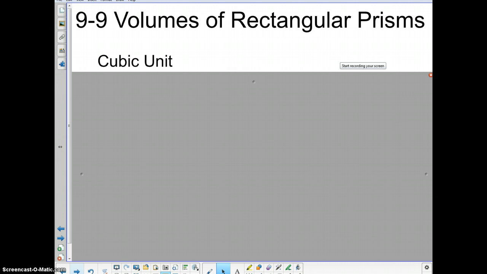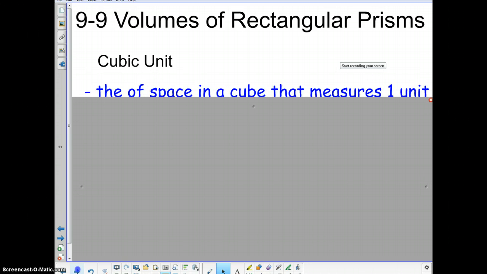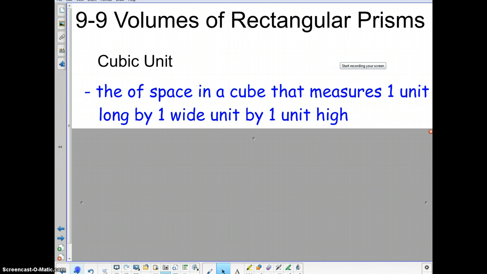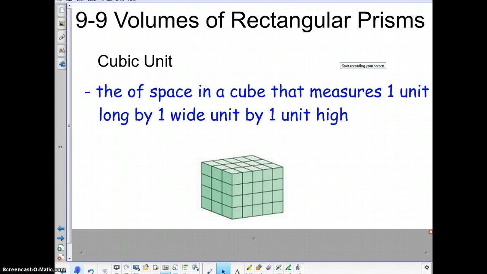9, volumes of rectangular prisms. Now, the first thing that we need to know before we start calculating volumes is our unit of measurement. Our unit of measurement is the cubic unit. That is the space in a cube that measures 1 unit long by 1 unit wide and 1 unit high. This is a picture of something that has multiple units, but as you can see, this would be 1 cubic unit right there. It would be the length, the width, and the height right there. That is 1 cubic unit.